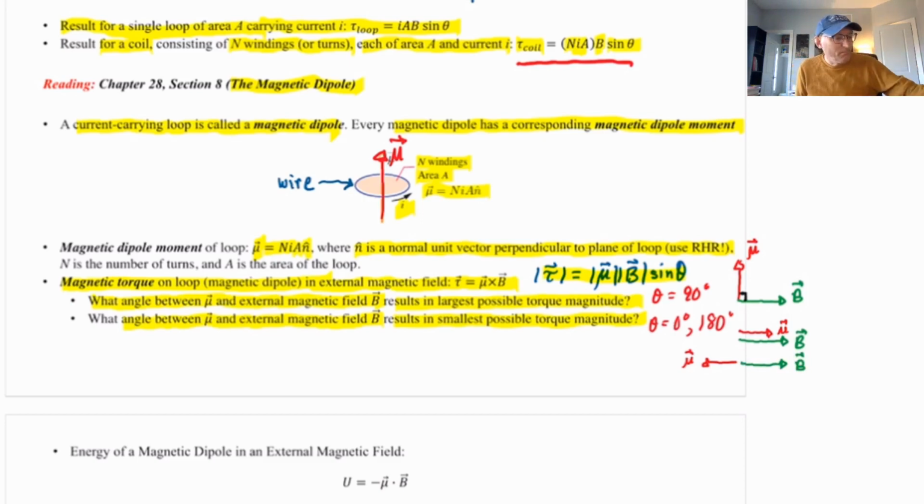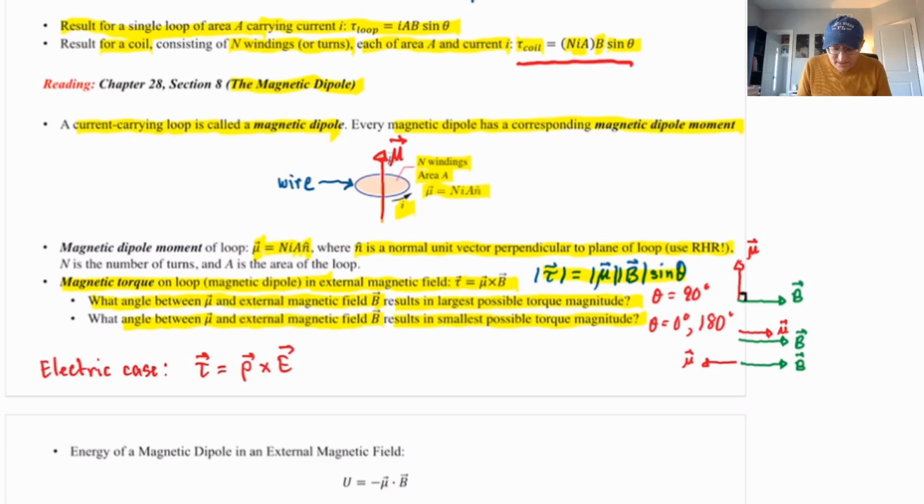Okay? I will just remind you for the electric case, meaning an electric dipole with an electric dipole moment P arrow in an external electric field, E arrow, the torque on that dipole was P cross E. Electric dipole moment crossed electric field. And for the magnetic version of that, a magnetic dipole in a magnetic field, the torque is mu cross B.